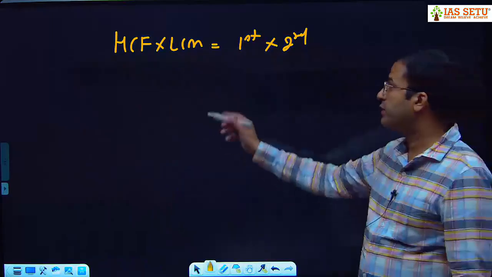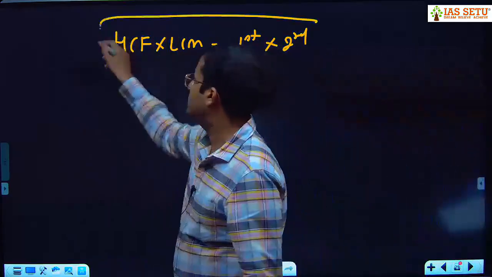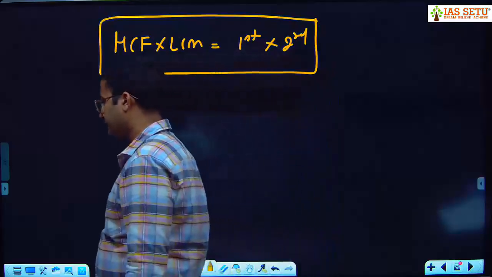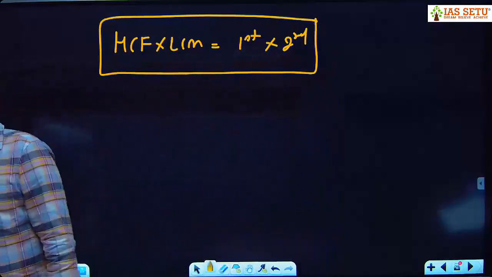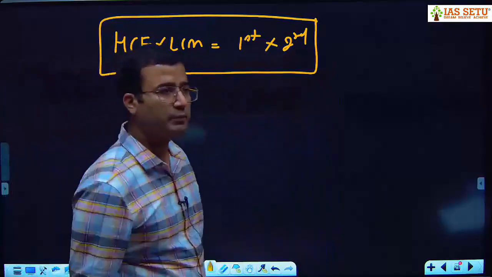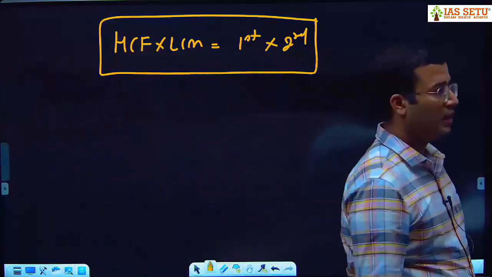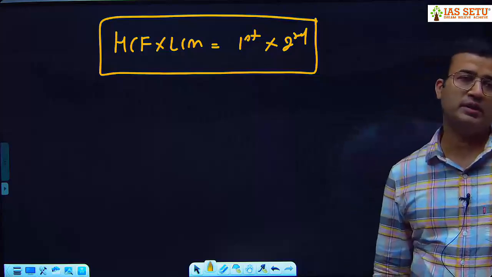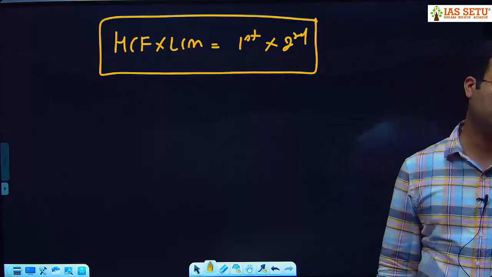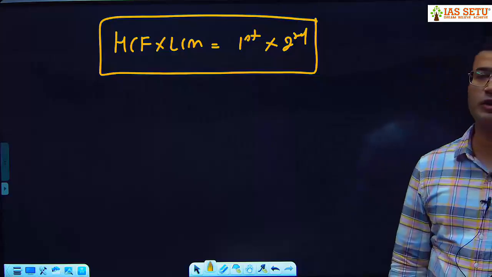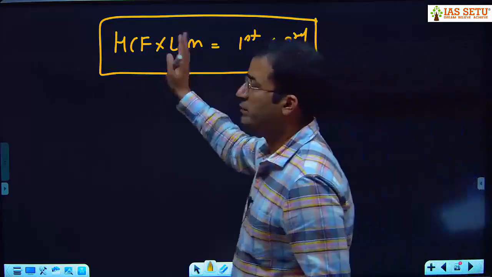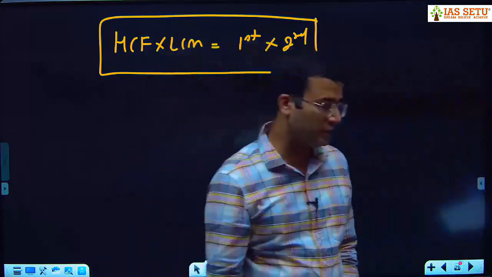So you write HCF into LCM is equal to first number into second number. For two numbers it is applicable, not for three numbers. Multiplication of HCF and LCM of two numbers is always equal to the product of the two numbers. उन दोनों नंबर के प्रोडक्ट के बराबर होता है HCF और LCM का मल्टीप्लिकेशन.